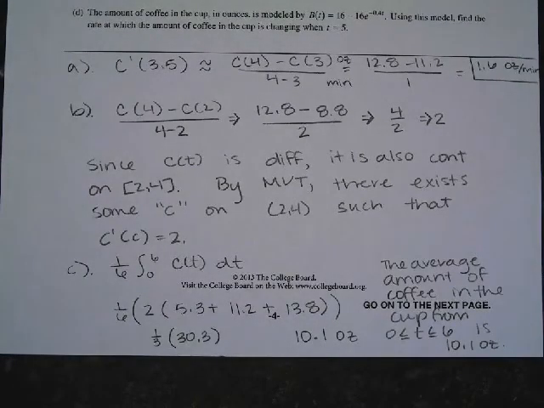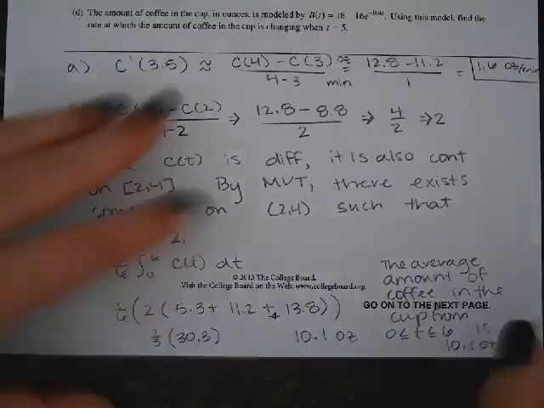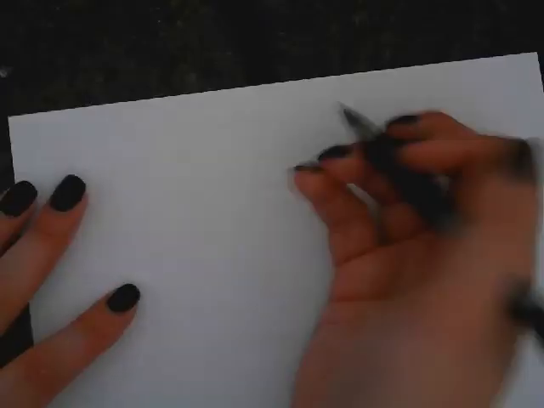Okay, now we can move on to the next part. So this part is talking about B of t, and they want to know how the amount of coffee in the cup is changing when t equals 5. So they basically just want you to find B prime of 5. So that's not too bad. The hardest part about it is just that we don't get to use a calculator.